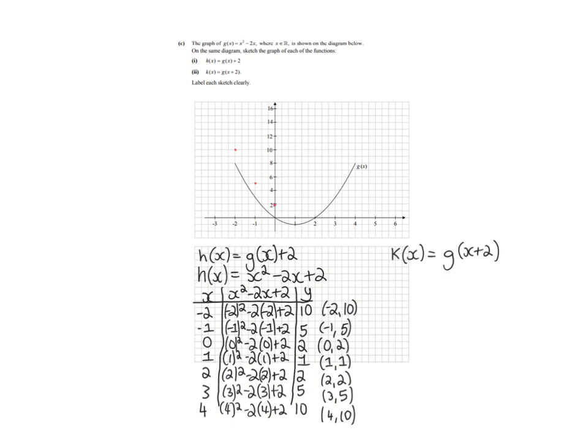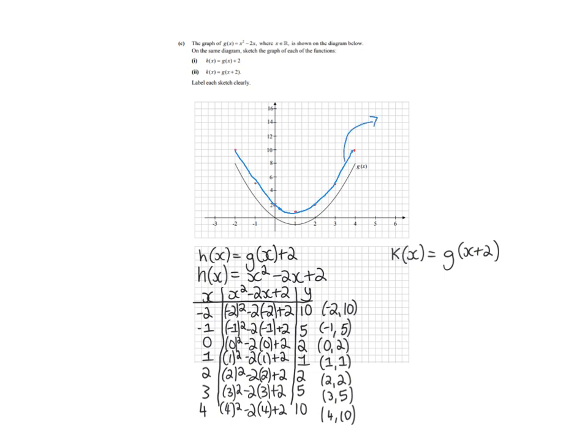Then we have 1, 1. We have 2, 2, we have 3, 5, and finally we have 4, 10. And the last thing we need to do is just join that together. Something very similar to that. And they've asked us to label each sketch clearly.